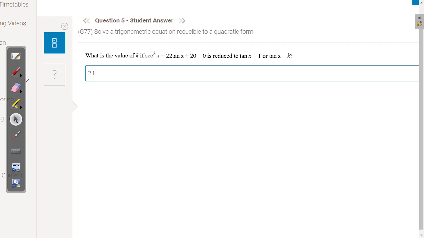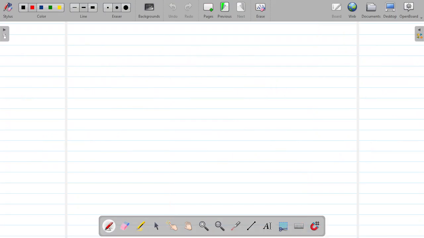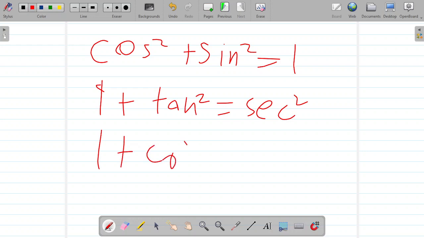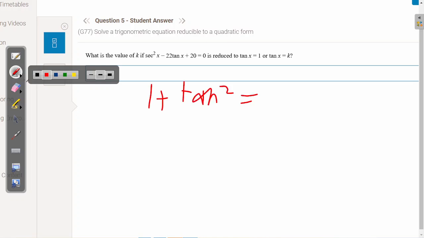Okay, now trigonometric equations. For these you have to know the three identities: cosine squared plus sine squared equals 1, 1 plus tan squared equals secant squared, and 1 plus cotan squared equals cosecant squared. And in this one, you see there is secant and tan, so you're gonna use 1 plus tan squared equals secant squared.